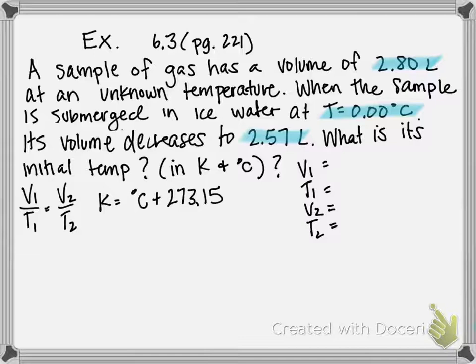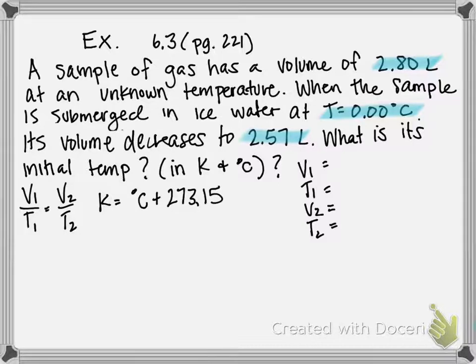So on this slide, I have written the Charles law equation, as well as the equation to convert Celsius to Kelvin, because with Charles' law, in order for this relationship to be direct, our temperature scale has to be in Kelvin, the absolute temperature scale. So in this problem, we're given a degree Celsius measurement, and in order to plug this into our equation, it needs to be converted to Kelvin.